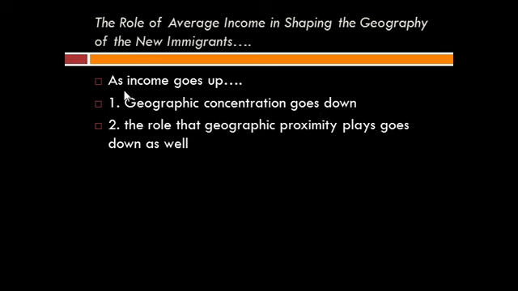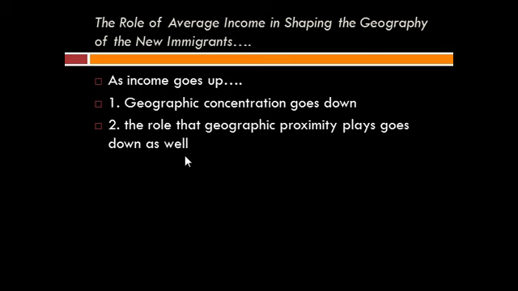Now, there's another relationship as well. As income goes up, not only does geographic concentration go down, but also the role that geographic proximity plays tends to become less important as well. Let me explain what that means. If you're a relatively poor immigrant, you need to struggle quite a bit just even to get to the United States. So let's say you're coming from Ireland.